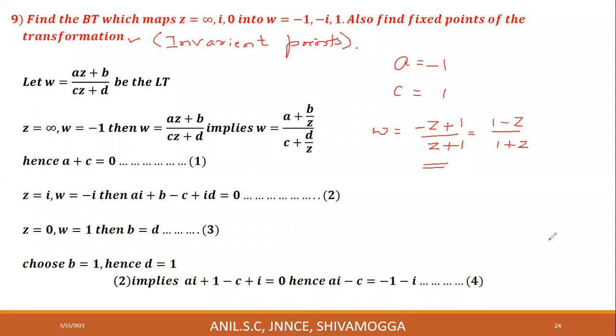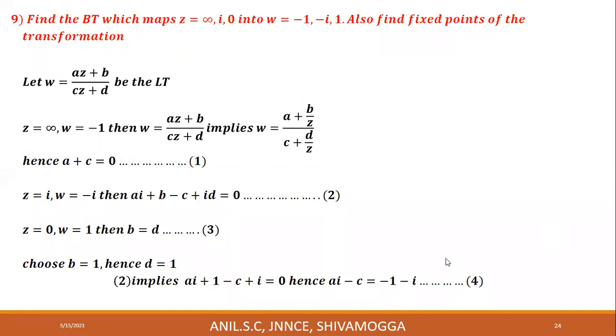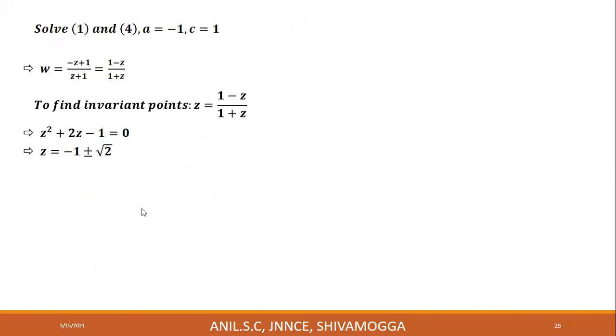Find the fixed points or invariant points of the transformation. Invariant points are points that are mapped onto themselves. To obtain these invariant points, you just substitute w equal to z in the obtained transformation. The transformation is w equals (1 minus z) divided by (1 plus z).